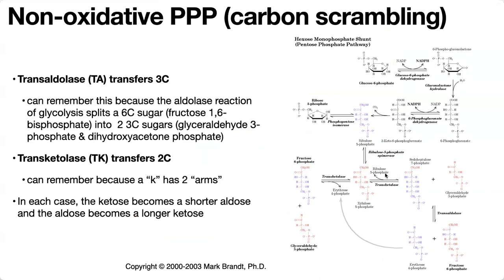The transketolase is going to transfer 2 carbons. I remember this because the K in transketolase has kind of like 2 arms. So it's going to be transferring 2 carbons at a time. In this case, it's transferring the top 2 carbons from xylulose 5-phosphate onto our erythrose 4-phosphate, giving us fructose 6-phosphate and leaving the remainder of this as glyceraldehyde 3-phosphate.